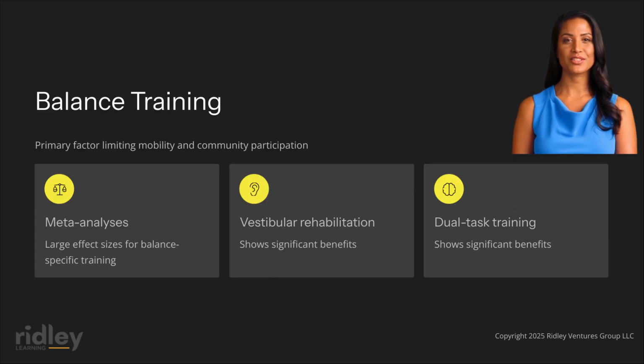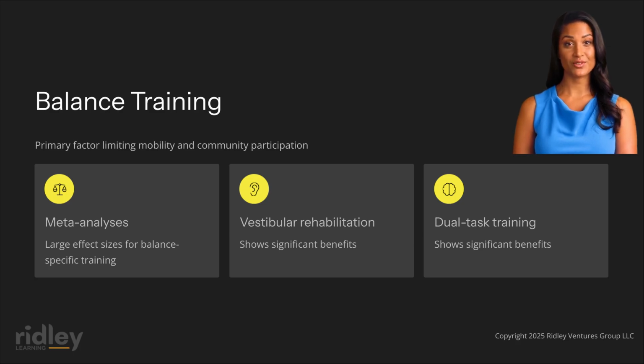Balance impairment represents a primary factor limiting mobility and community participation in stroke survivors, with the associated fall risk contributing substantially to post-stroke morbidity and healthcare utilization. Systematic reviews and meta-analyses examining vestibular rehabilitation and dual-task training for stroke survivors have found significant benefits for balance outcomes, with standardized mean differences indicating large effect sizes for balance-specific training approaches.